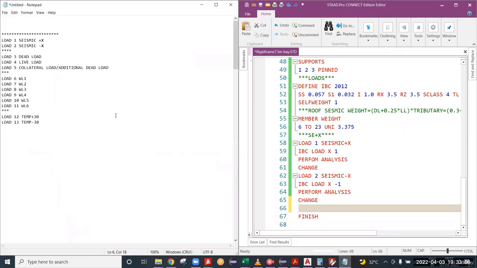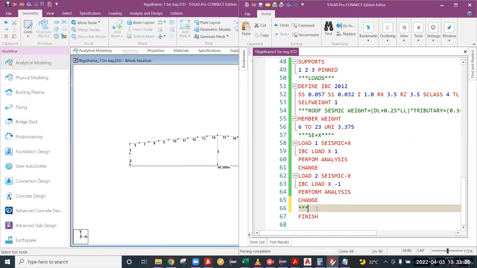So if you observe here, we have applied two seismic loads. After that, what are the loads I have to give? Dead load, live load, and collateral load. All these are gravity loads. Whatever I'm taking, I'm mentioning in the commented lines, so that you will not get confused. So, dead load.